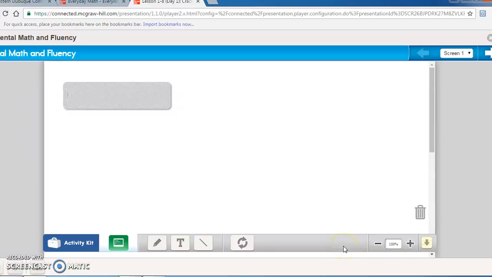Lesson 1-8, Cracking the Muffin Code. So on this first day, I'm going to help you solve a problem about codes based on place value structures. So let's do some mental math and fluency.